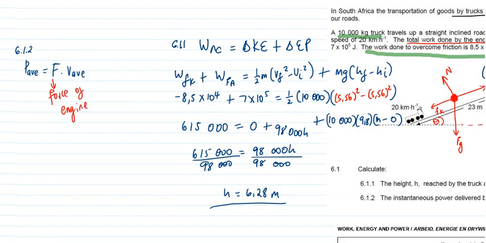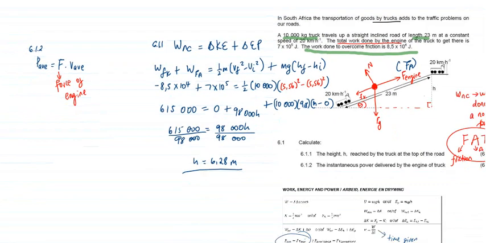Now the thing is that to get the force of the engine, that means we do need to get this F applied there. So how do we get the F? Well, we do know that the work done by force applied is this one, right? We do know that the work done by force applied was 7 times 10 to the power 5 joules.